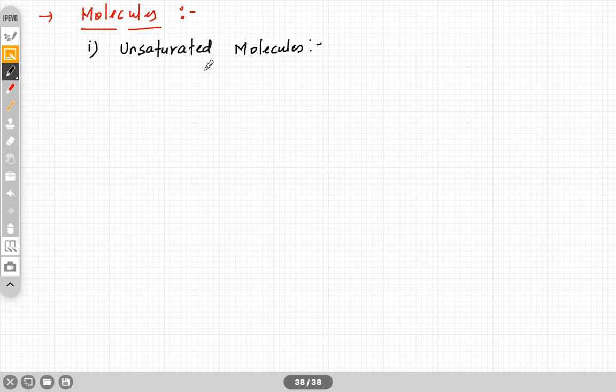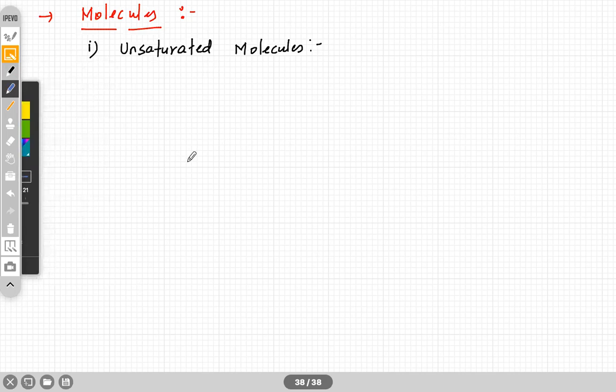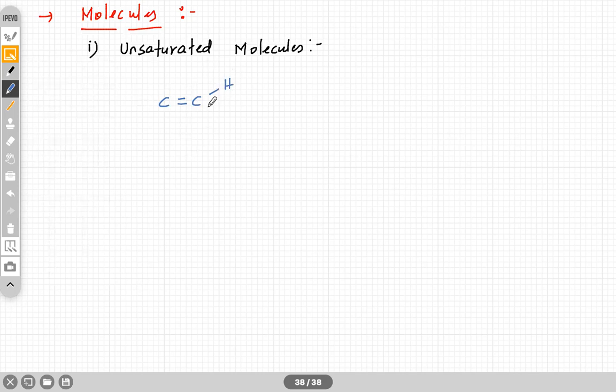Unsaturated molecules. For example, you see, I am taking a simple example here, and that is ethene. C double bond C, H and H. Here also we have H and H, ethene. So easily you see, if you divide the molecule like this, you'll get two identical halves and mirror images also. This carbon, carbon, hydrogen, hydrogen, hydrogen, hydrogen, mirror image. And similarly, we can divide the molecule like this also into two equal halves. Okay, so we have two planes of symmetry possible here.